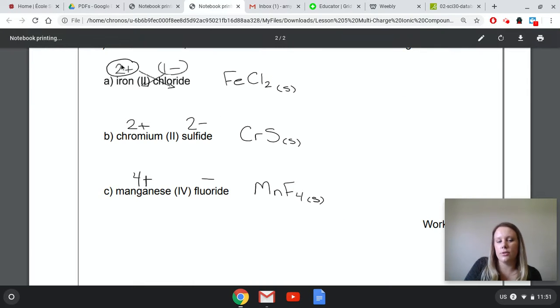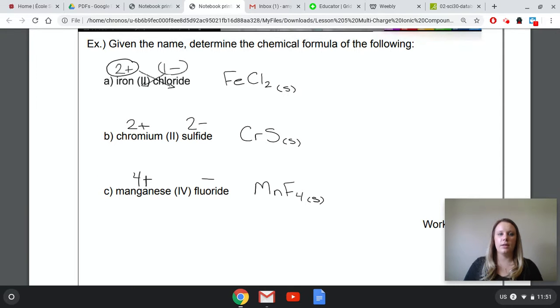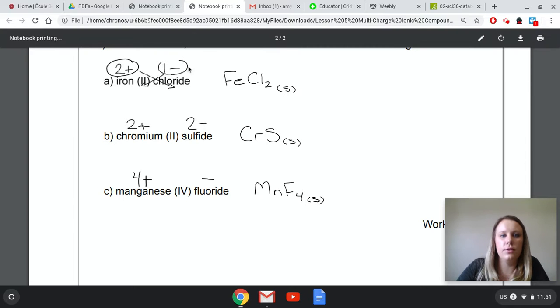Iron(II) will have a charge of 2+. Chloride, we looked up earlier, has a charge of -1. And in order for these to balance, the charges must cross. So behind the iron is going to be the charge of chloride, 1. Behind the chloride is going to be the charge of iron, which is 2.